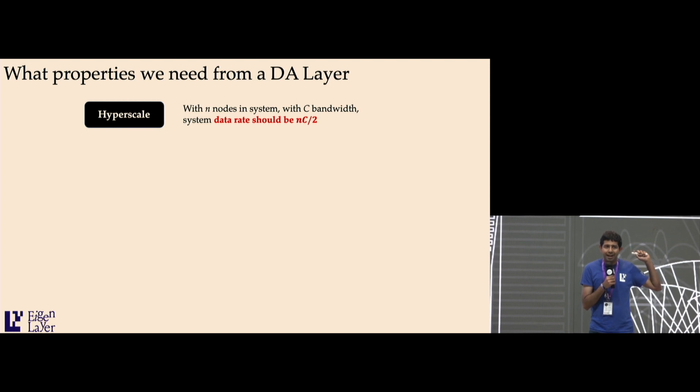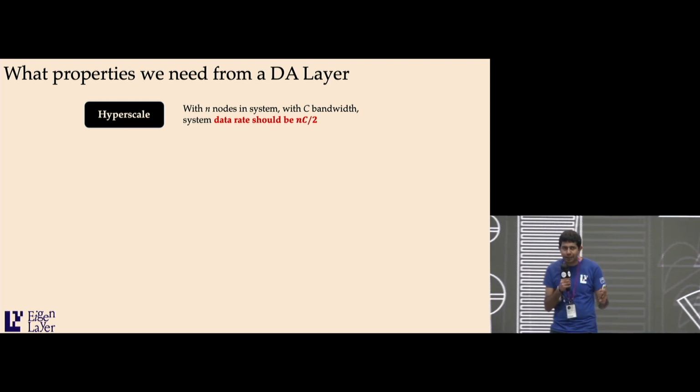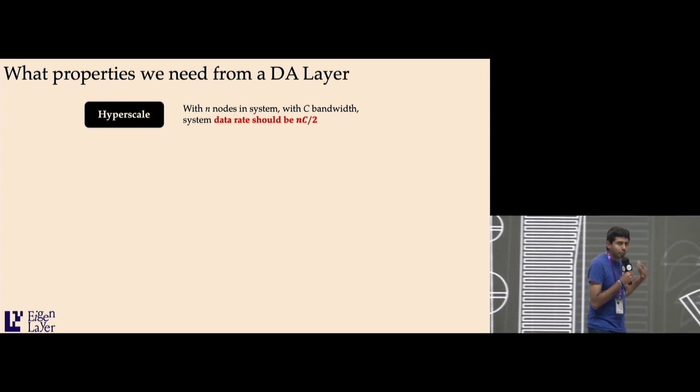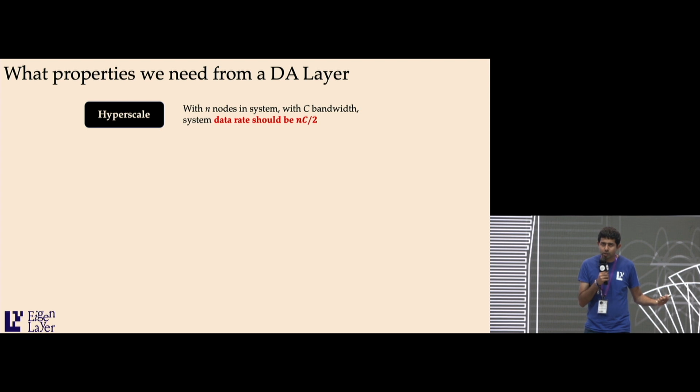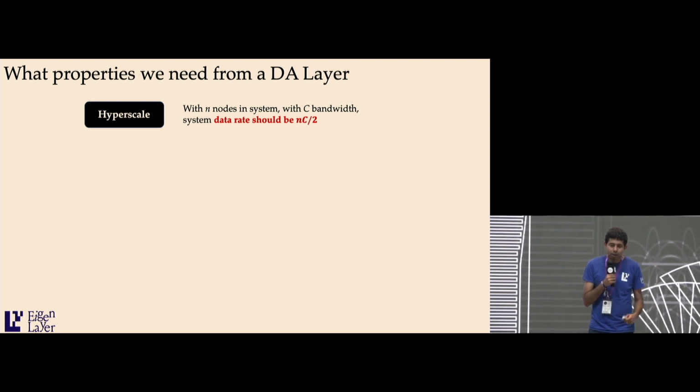We want high bandwidth. When I talk about high bandwidth, we call it hyperscale. Hyperscale means if there are n nodes, each of them has a certain bandwidth c, you want to be almost as performant as n times c.